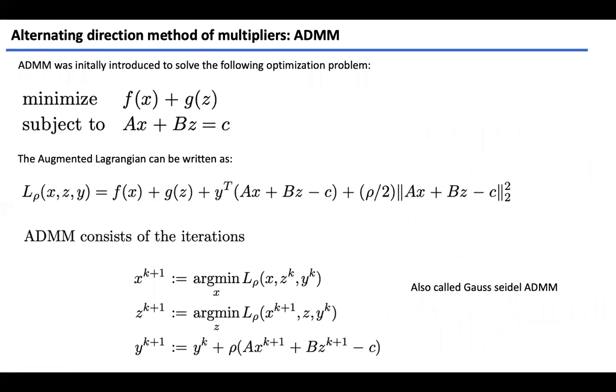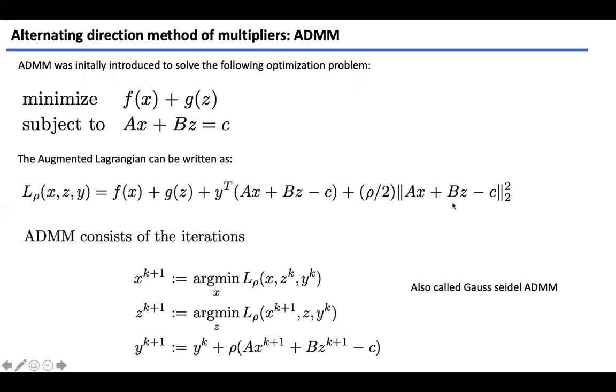Here's one alternative solution, which is called the alternating direction method of multipliers, or ADMM, as we always refer to this algorithm. Briefly, ADMM was initially proposed to solve an optimization problem where we have a sum of two functions. These are two separable functions, every one a function of a separate variable, but there is a set of linear constraints that relate these variables to each other.